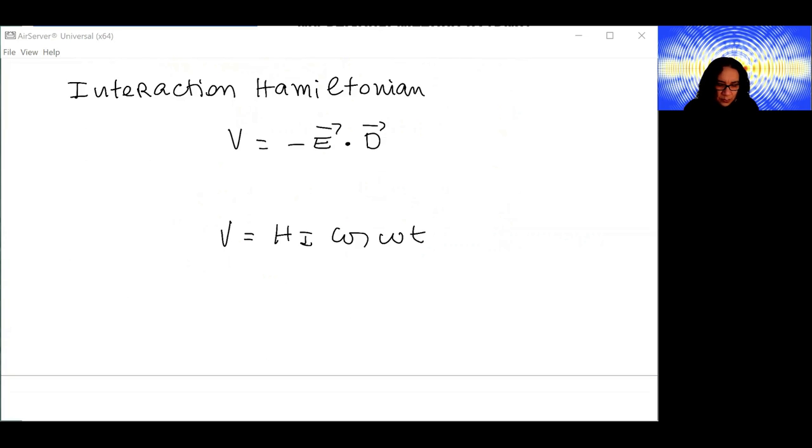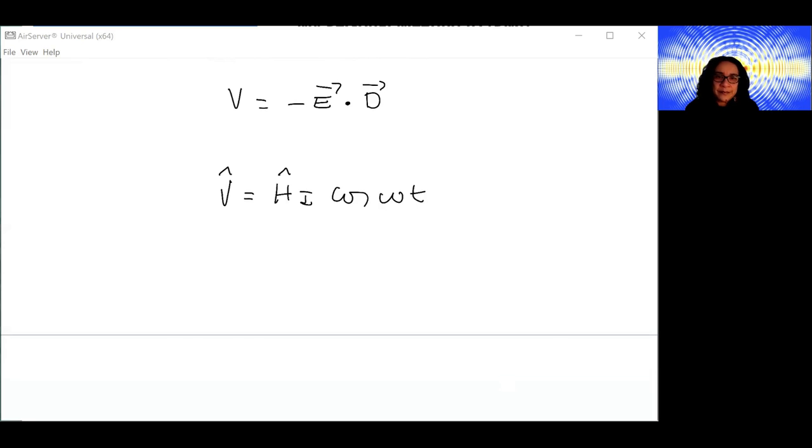So this is an operator. Let me put hats on those to make it clear. This is an operator that is going to tell you more information about the quantum description of the interaction, for instance, if you have transition rules, if you have all these kinds of things. What is interesting for us now is that we have a sinusoidal perturbation, and we are going to solve that.